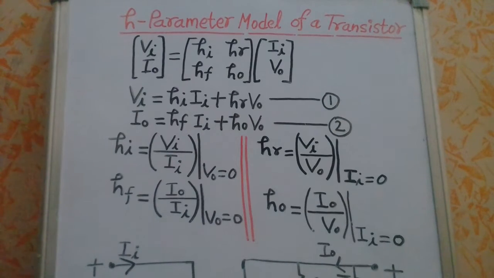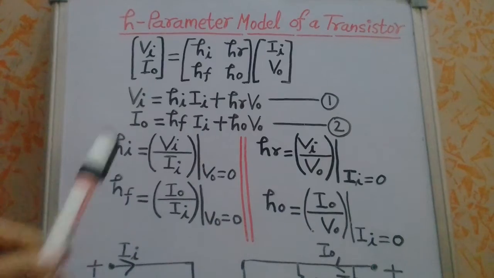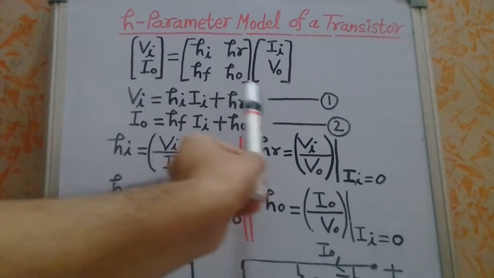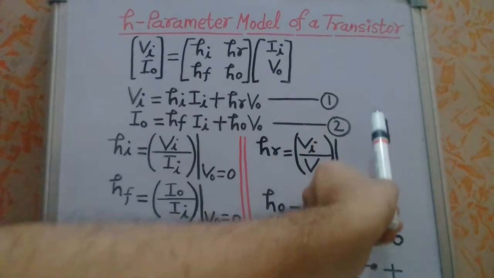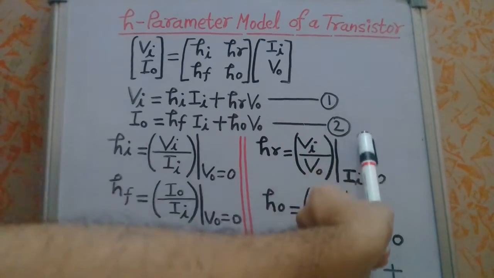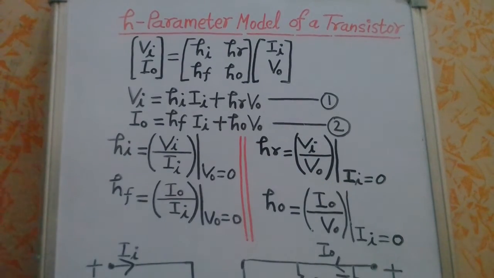Okay, till now you have understood, right? That's very easy. Now my aim is to draw the H parameter model. So I will simply take these two equations, equation number 1 and equation number 2, and using these two equations I will draw the H parameter model of the transistor. So see here, just analyze equation number 1.